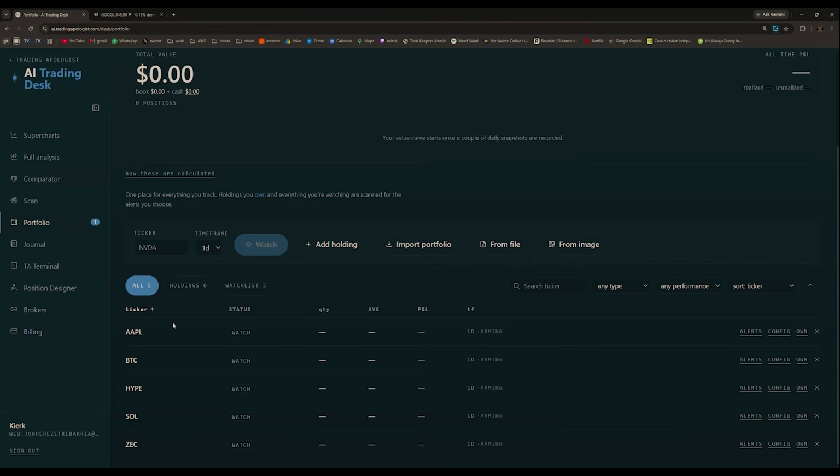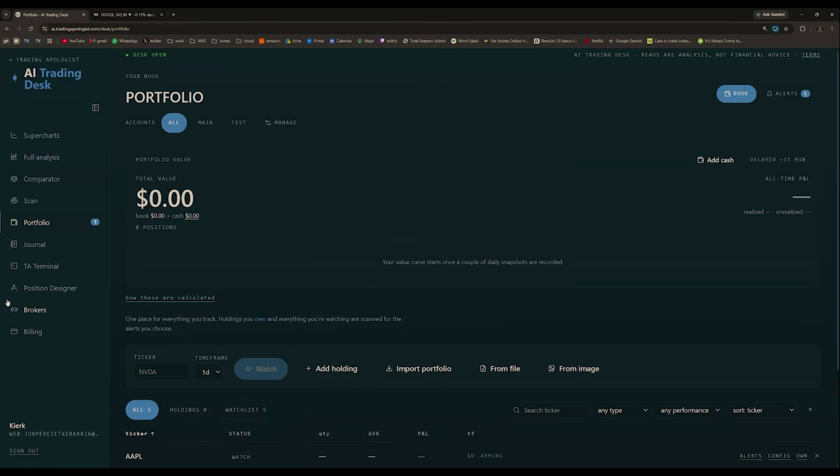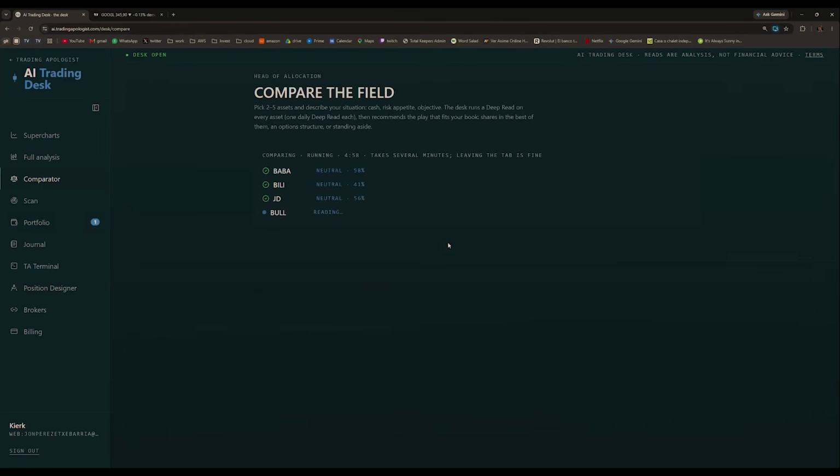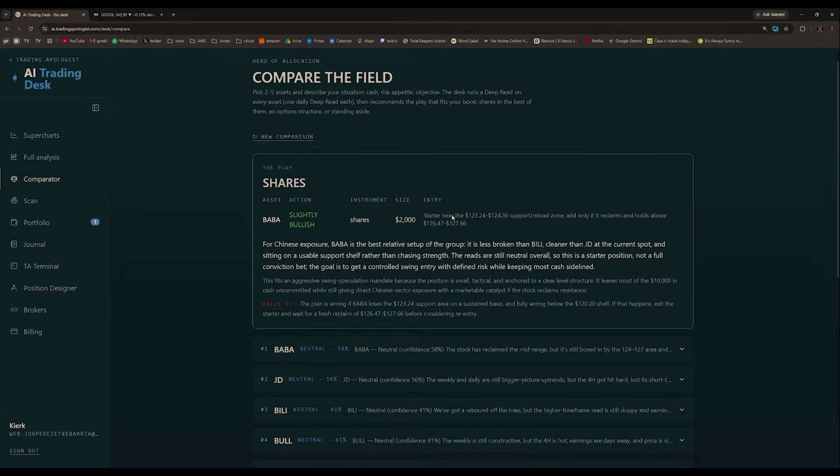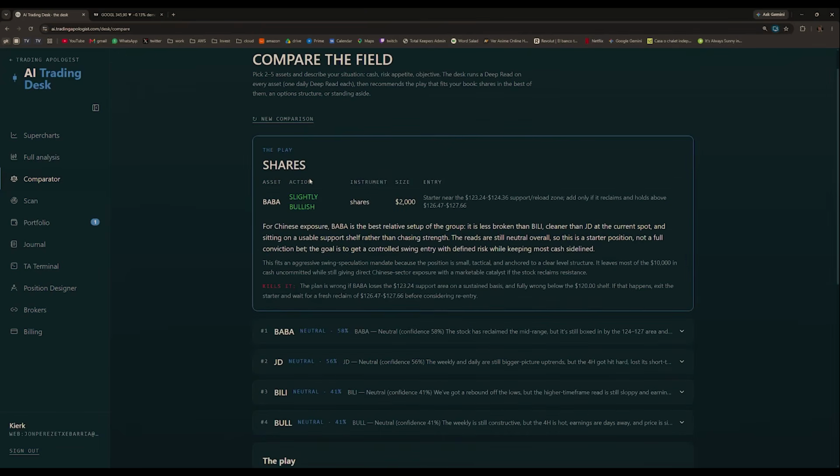Should we check on the comparator to see if it's all done? Actually, that's a good idea. It's going on Bull. Okay. Great. So actually, this might be the perfect timing. Now it's going to run the final one, and there you go. So currently, basically, shares, right? BABA, slightly bullish. Go with shares instead of options. I said I had 10K to spend. It's telling me go with just 24%.